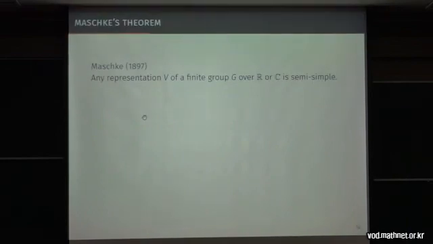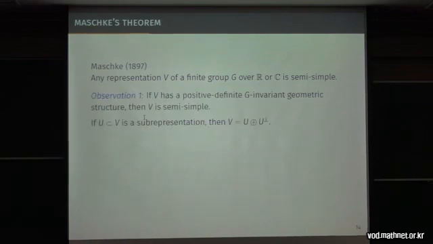Okay, so now we go to the semi-simple world. So this is Maschke's theorem from 1897. Any representation of a finite group over R or C is semi-simple. So we saw one example of that. We wrote down a representation of S3 and saw that it was semi-simple. I want to explain the proof of this because, one, it's the first proof that you ever see in representation theory. And secondly, it illustrates themes that just keep coming back.